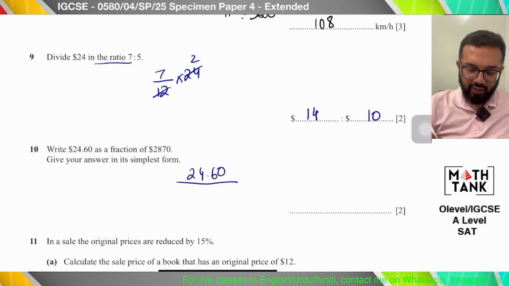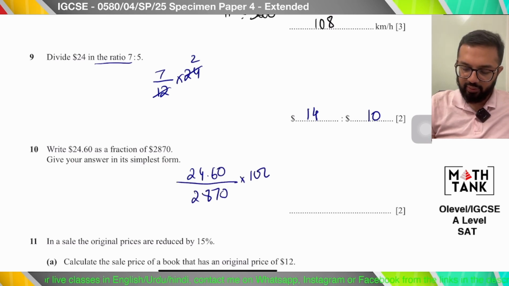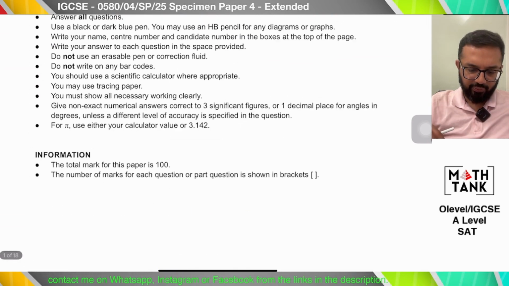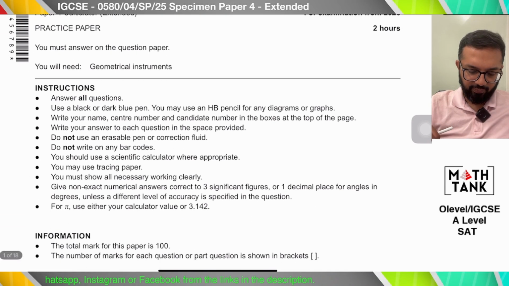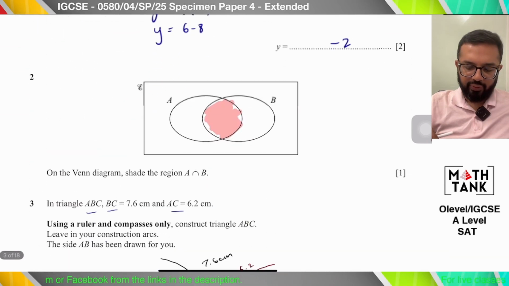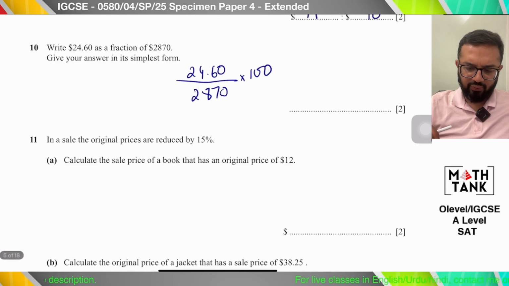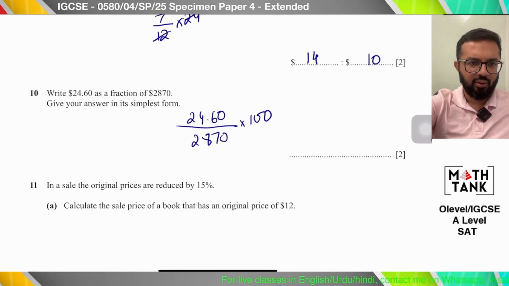Okay, 24.60 as a fraction of 2870 multiplied by 100. I think I'm allowed a calculator on this, right? Yep. So let me see if we have any marks for simplifying this manually, because I would rather do it on a calculator.